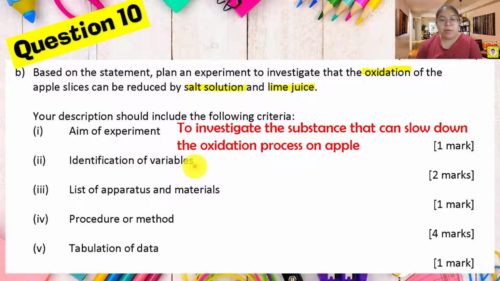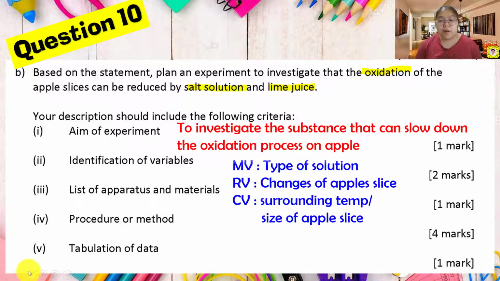Now the variables. We separate the variables into 3. One is the manipulated variable, after that the responding variable, and the last one is the constant variable. So from this question, what is the manipulated variable? That means what we control. We control the solution, right? So the first variable, MV, is the type of solution. The responding variable is what we cannot control, the result for the apple. So they say it is the changes of the apple slice. And the last one, the constant variable, means what we do not change.